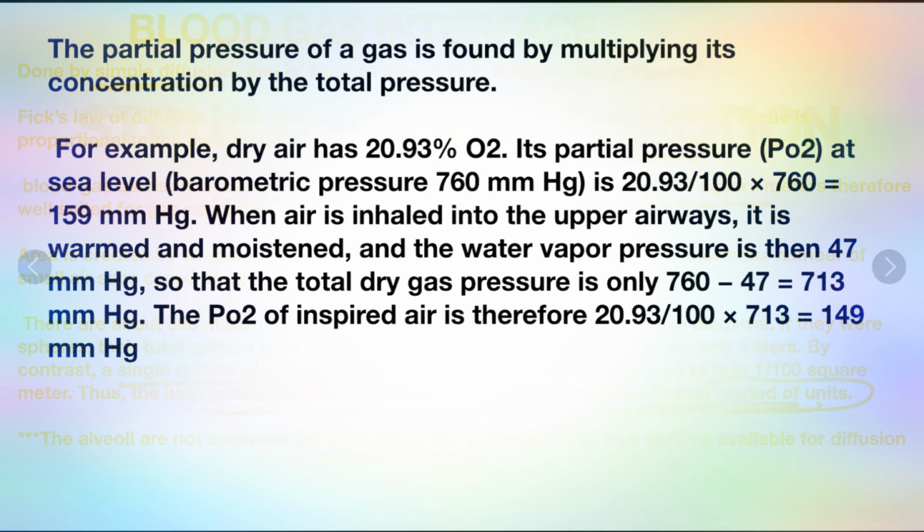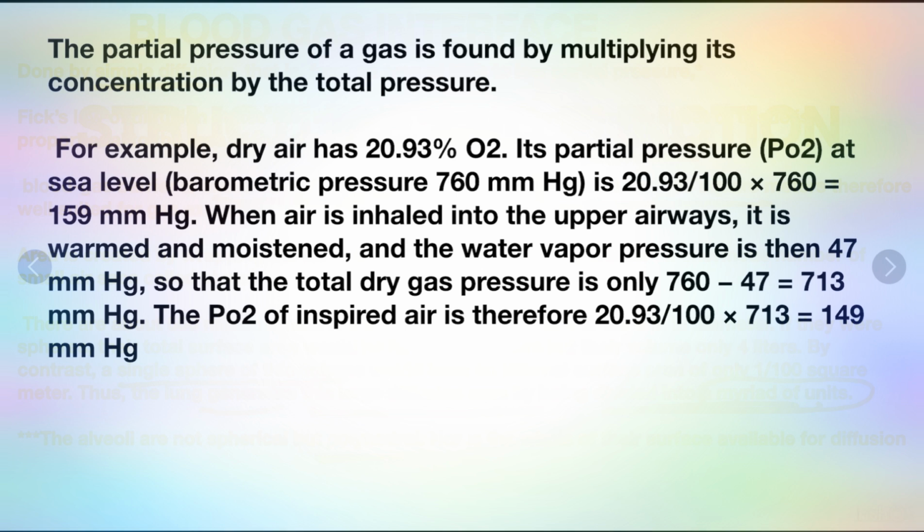The partial pressure of a gas is found by multiplying its concentration by the total pressure. Obviously we need to know the concentration of the gas in that chamber and the total pressure of that chamber. Then we can easily get the partial pressure. For example, dry air has 20.93% oxygen, so at sea level its partial pressure will be 20.9 divided by 100 times 760. 760 is the barometric pressure, the surrounding pressure. So it will be around 159 mmHg.